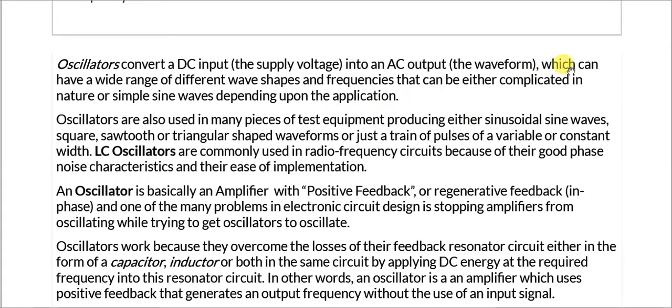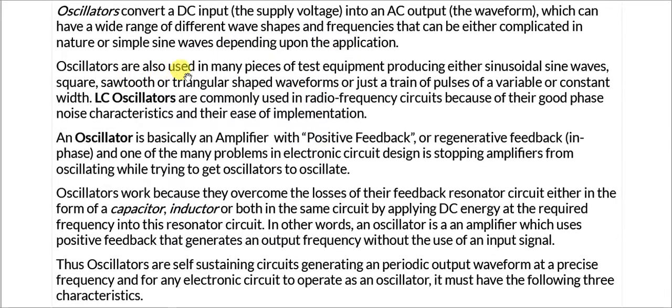So we can have this output waveform have a wide range of different wave shapes and frequencies that can either be complicated in nature or simple sine waves depending upon the application. Oscillators are also used in many pieces of test equipment, producing either sinusoidal sine waves, square waves, sawtooth waves, triangular waveforms, or just a train of pulses of a variable or constant width. LC oscillators are commonly used in radio frequency circuits like transmitters and receivers because of their good phase noise characteristics and their ease of implementation.